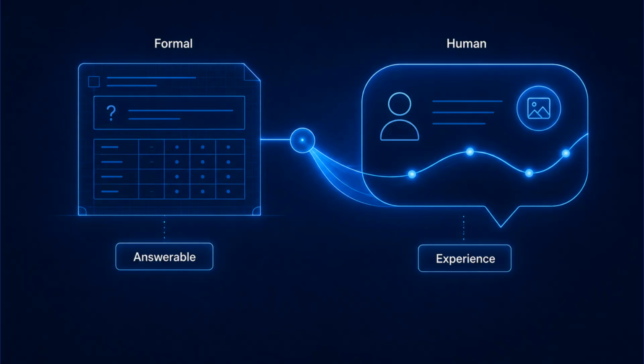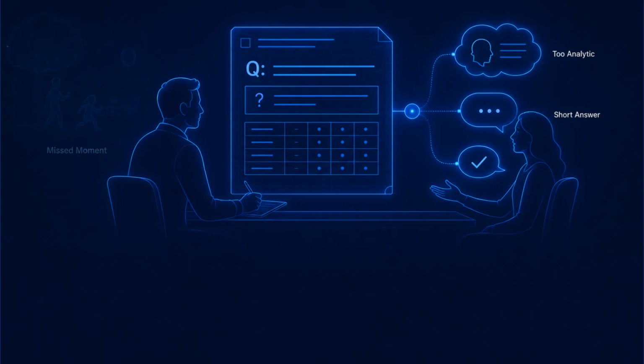This step matters because a strong sub-question is usually not the same as a strong interview question. A sub-question can sound formal, structured, and analytic. An interview question has to sound human, answerable, and grounded in experience. If you ask the sub-question directly, the participant may feel like they are being asked to analyze themselves. They may give a broad explanation, a short answer, or a response that sounds more like a conclusion than a lived moment.